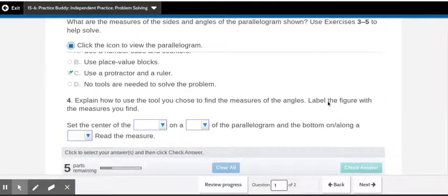The next part says, explain how to use the tool you chose to find the measures of the angles. Label the figure with the measures you find. So it says set the center of the what? For angles, we have to use what? A protractor. So the protractor is for the angles.